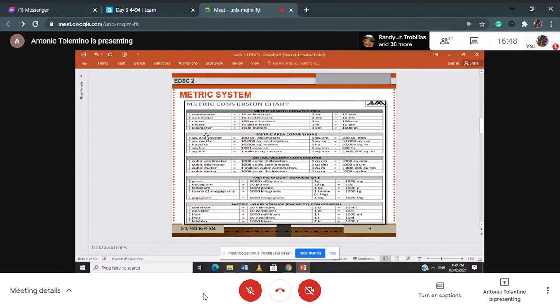So if we say centiliter, deciliter, 1 liter, and then 1 kiloliter. Then centimeter, 1 na. How many centimeter are there in 1 decimeter? 10. How many centimeter are there in 1 meter? 100. How many centimeter are there in 1 kilometer? How many meters are there in 1 kilometer? That's 1,000 meters. So, ibig sabihin kasi it is always interpreted this way.